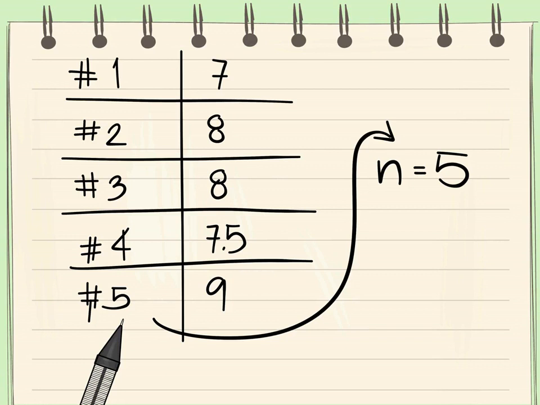In mathematical notation, n represents the sample size. In the case of our sample of tree heights, n equals 5 since there are 5 numbers in this sample.